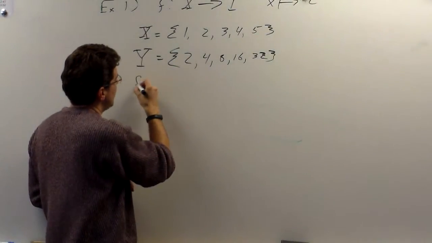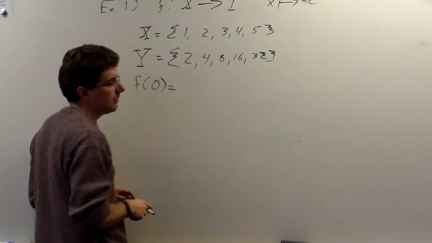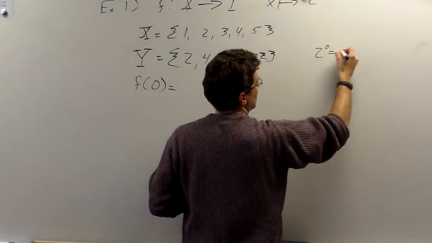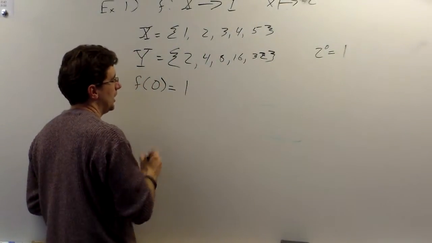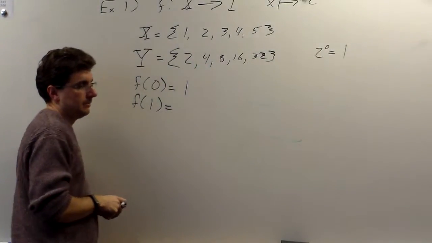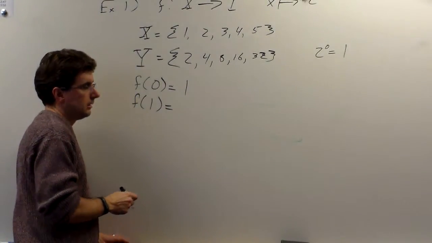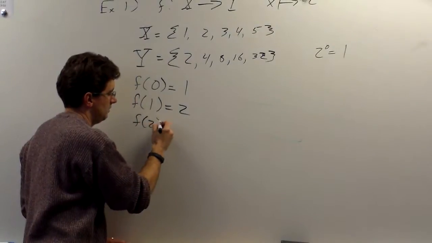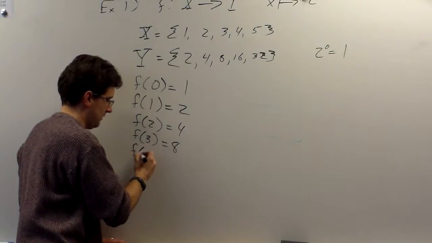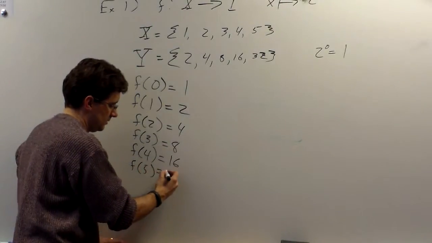For part 1, if you're asked what is f of 0, we didn't include it up here, but what would f of 0 be? 1. Anything to the 0th power is defined as 1. So in this case it'd be 1. F of 1 is 2. F of 2 is 4. F of 3 is 8. F of 4 is 16. And then f of 5 is 32.